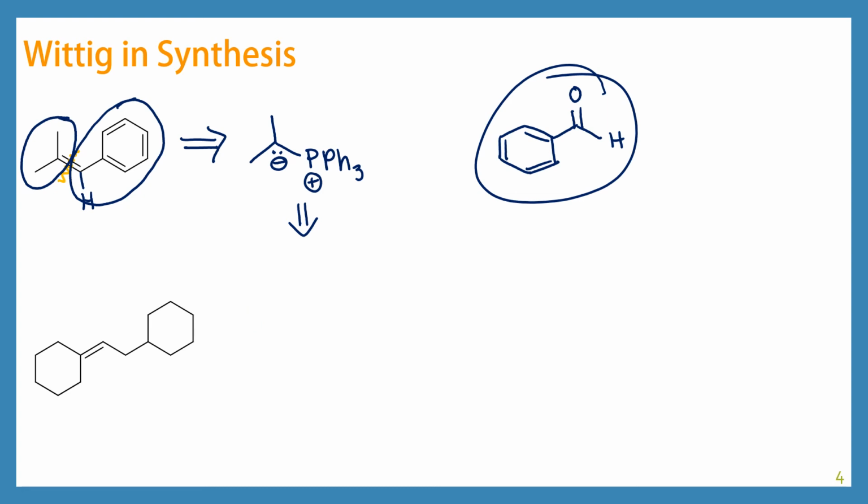So in the next one, I'm going to go ahead and erase this just so we can have a little more space. In the next one, we're going to do the same thing. Imagine breaking that double bond and then create a carbonyl and an Ylide from either piece. So let's pretend that we make the carbonyl from this part. That would be cyclohexanone.